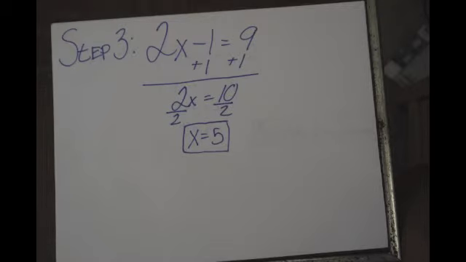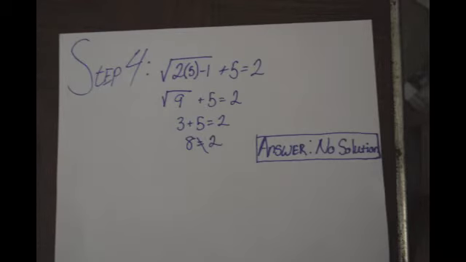You add 1 to both sides to isolate the 2x, leaving you with 2x equals 10, which will eventually mean x will equal 5. When you plug the 5 back into the original problem to check your answer, you will find out that radical sign 2 times 5 minus 1 plus 5 does not equal 2, because when you actually do the problem, you will get radical sign 9 plus 5 equals 2. Then 3 plus 5 equals 2, and your final answer will be 8 equals 2, which is not possible, so this problem will be deemed no solution.